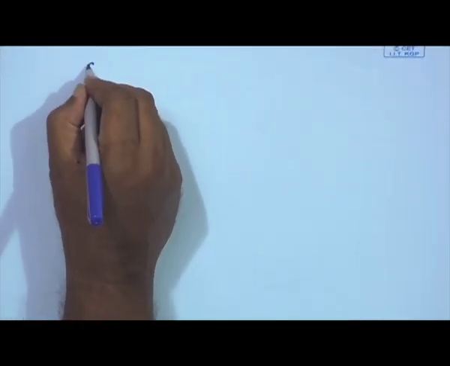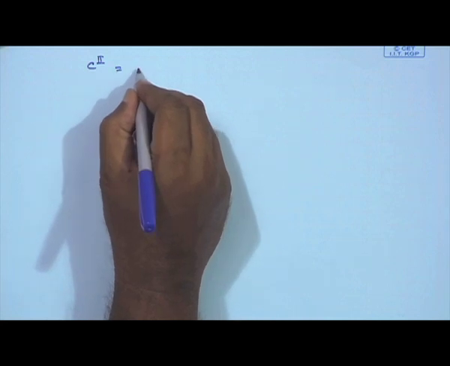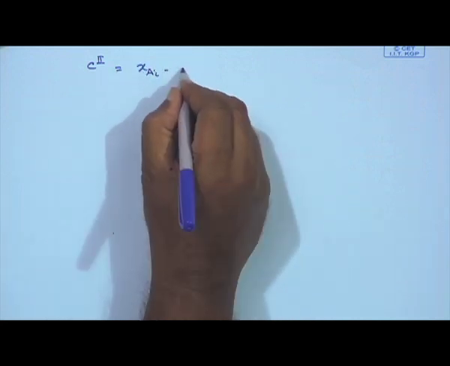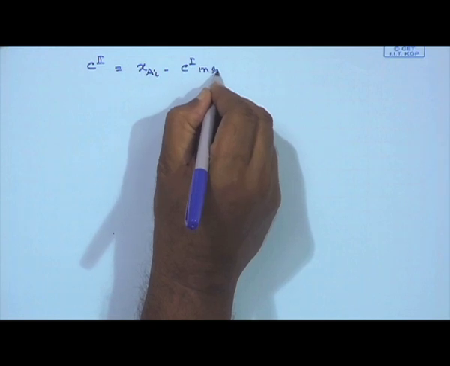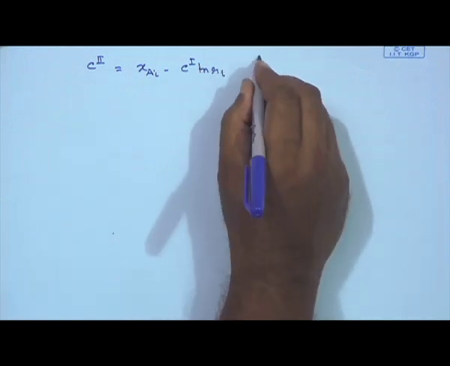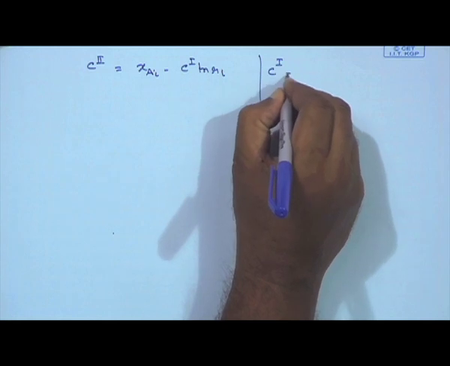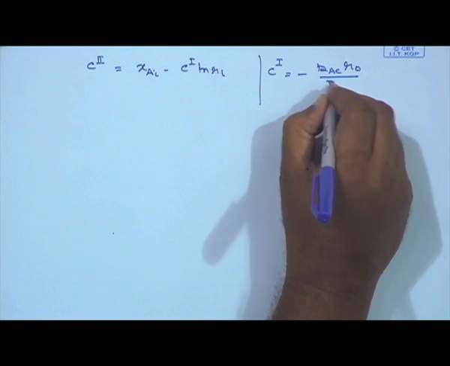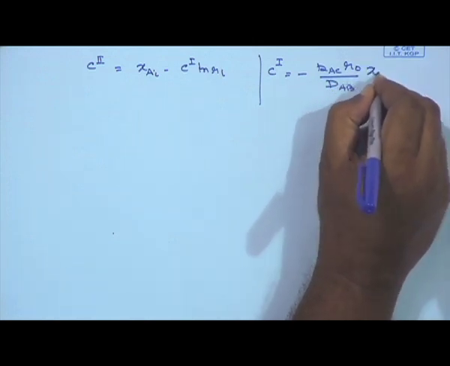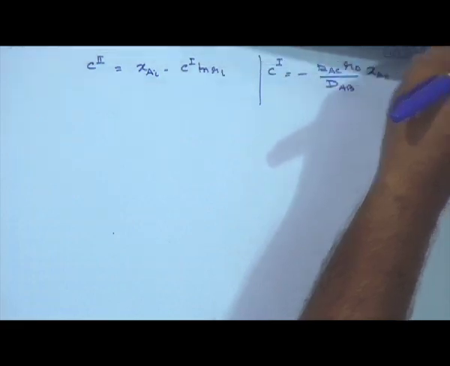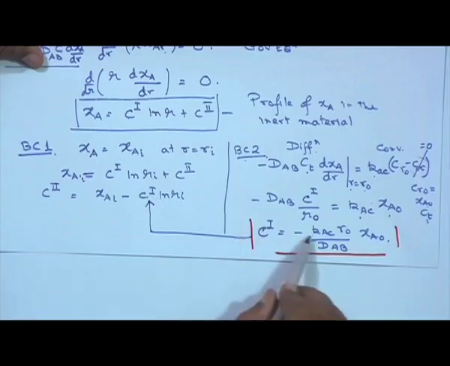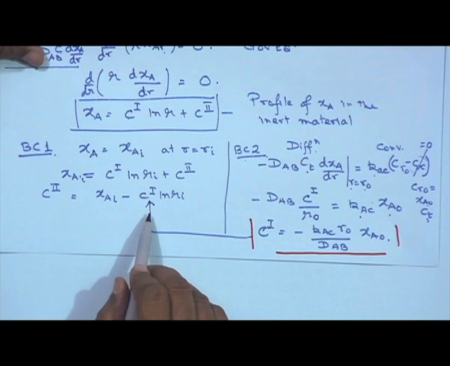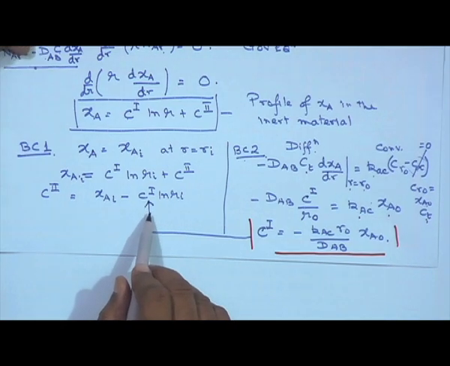So, I write C2 once again in here as XAI minus C1 ln rI, and I have already obtained C1 to be equal to minus Kac R naught by dAb times XA0. So, I think it is straightforward, but if you have any question, please email me, and if there are any questions, I will try to clarify that.